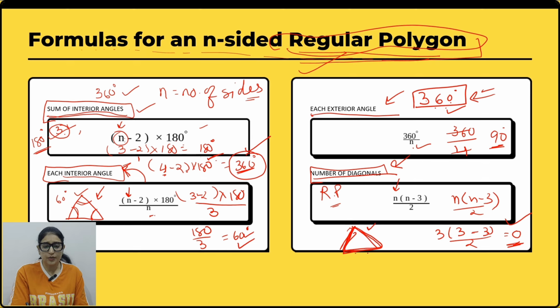Now similarly, if I take a quadrilateral, what will be the value of n here? 4. First let me clear this with the help of a figure. This is a quadrilateral. If you join opposite vertices, you get two diagonals, 1 and 2. So put 4 here. 4 into (4 minus 3) divided by 2. 4 minus 3 is 1. So 4 divided by 2 is 2. Hence we are getting two diagonals.